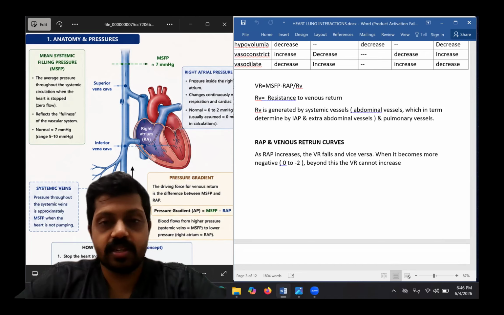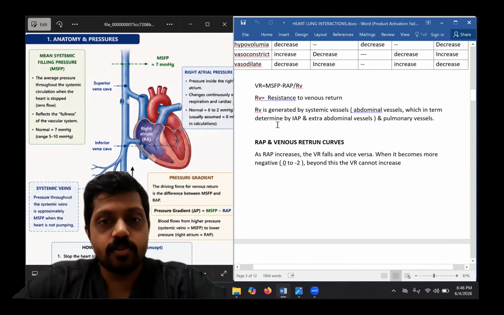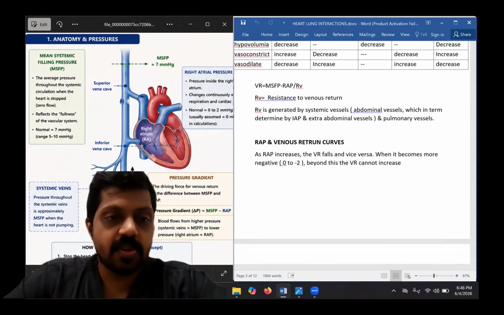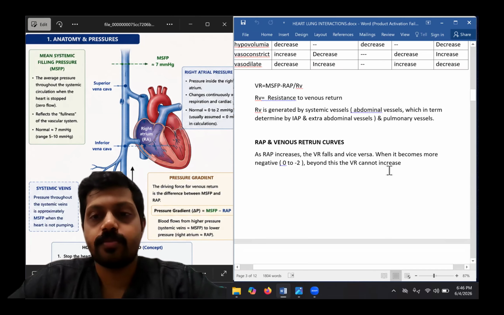Next is the intrathoracic resistance. Another is the pulmonary circulation resistance. So venous return is inversely proportional to the venous resistance. The clinical importance is that in case of intra-abdominal hypertension or abdominal compartment syndrome, the resistance to venous return is very high, and because of this, the venous return is basically reduced.